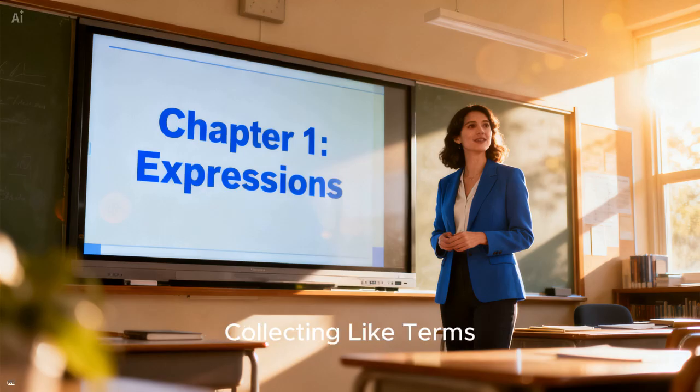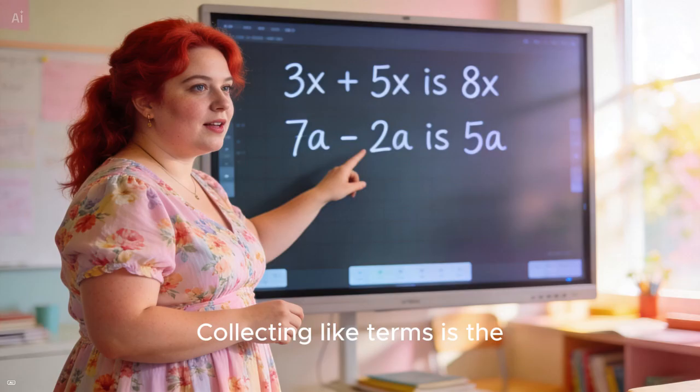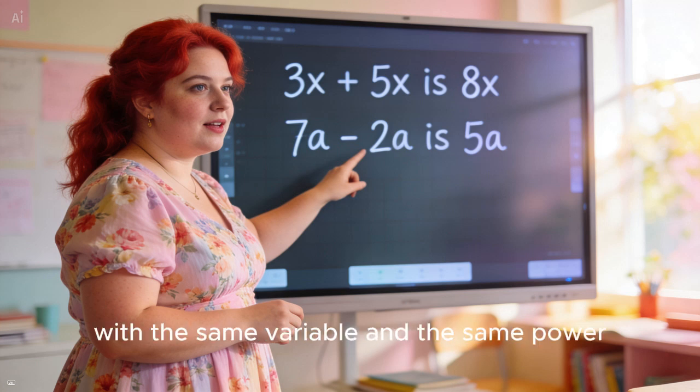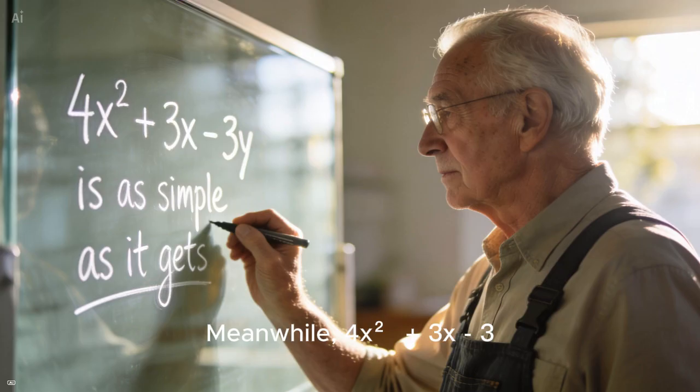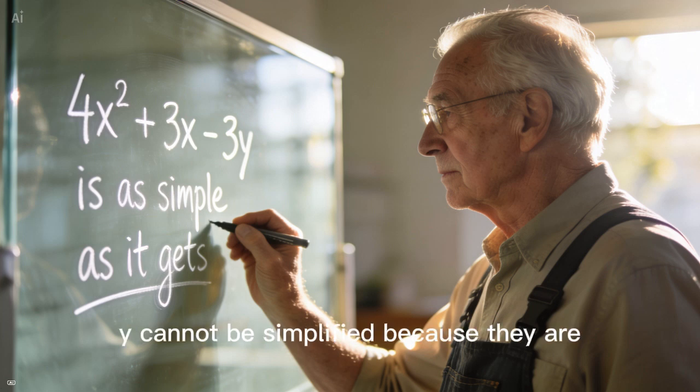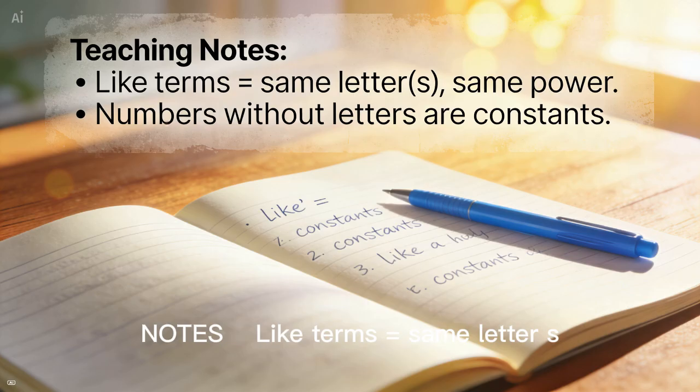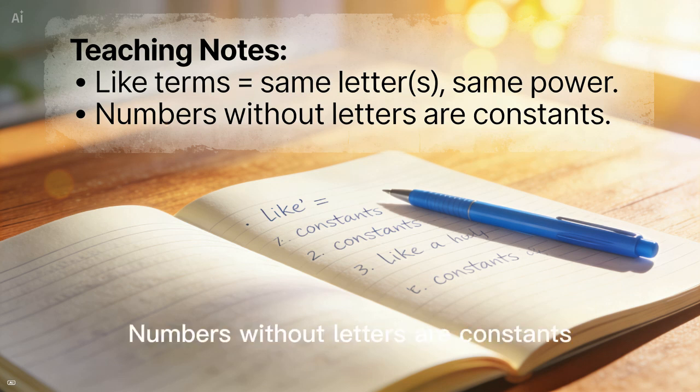Expressions. Collecting like terms. Collecting like terms is the foundation of algebra. You can only combine terms with the same variable and the same power. For example, 3x plus 5x is 8x, or 7a minus 2a is 5a. Meanwhile, 4x squared plus 3x or 3y cannot be simplified because they are different variables or powers. Notes. Like terms equals same letter, same power. Numbers without letters are constants.